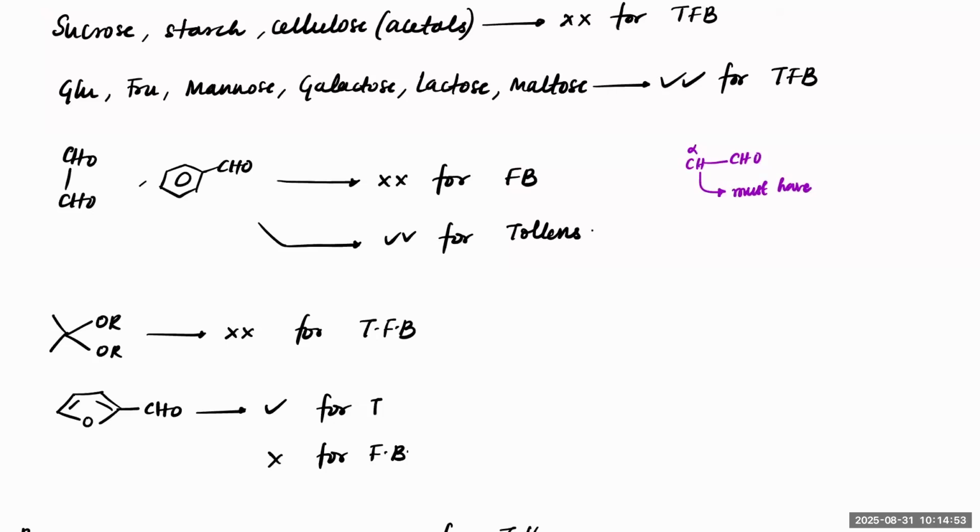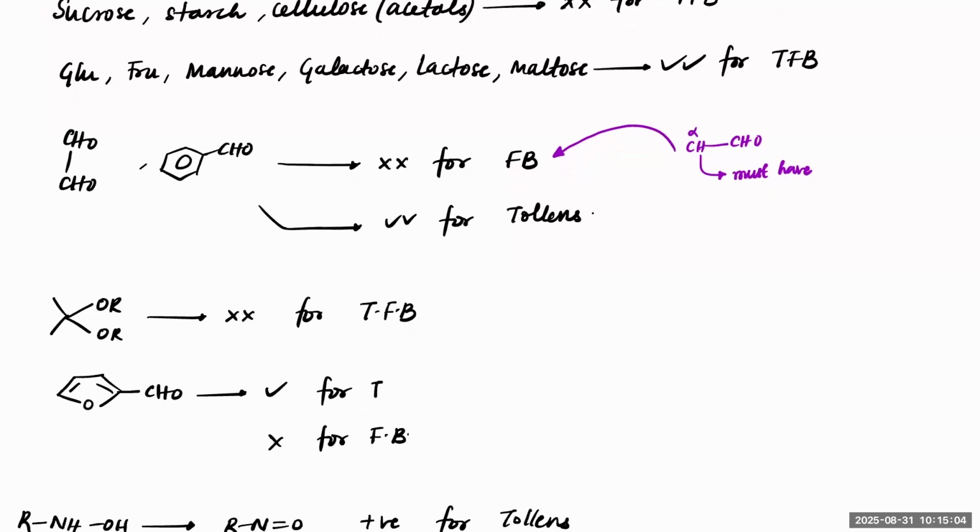Okay, this is an important condition for Fehling's and Benedict's. But for Tollens, it is not an important condition. It only needs to have an aldehyde. That's it. That's why if you take benzaldehyde or glyoxal, in these two cases the sp3 alpha carbon is not there. That's why Fehling's and Benedict's give a negative test, but Tollens will give a positive test.